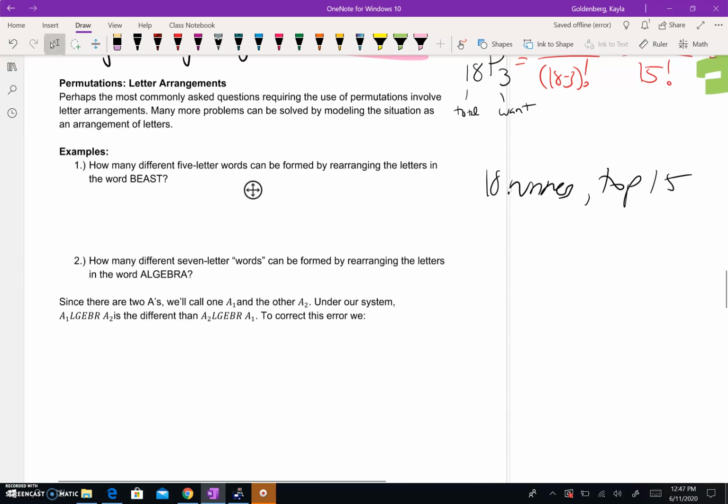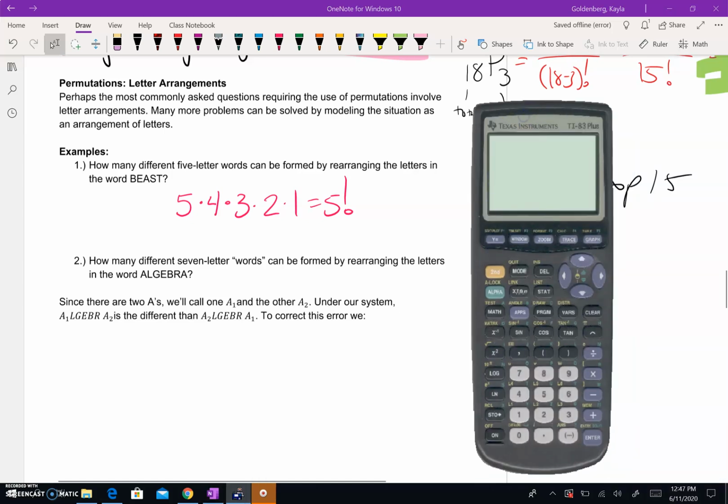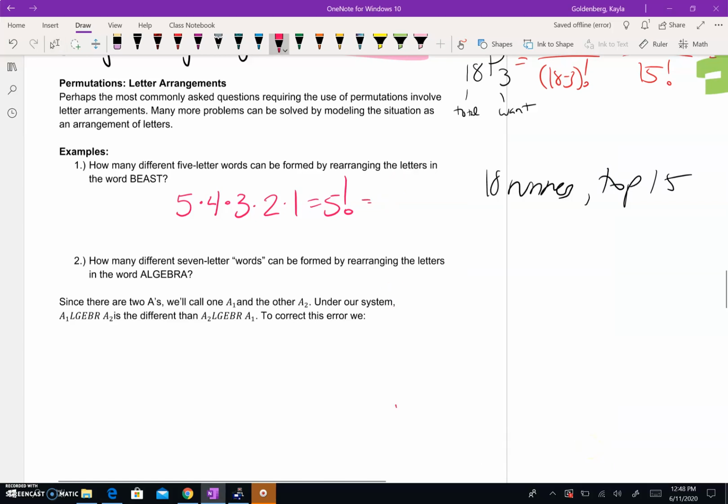So for 5-letter words, there are 5 choices for the first letter, 4 for the second, 3, 2, 1, or 5 factorial. If you do 5 factorial on your calculator, I'm just going to pull it up real quick: 5, go to math, arrow over to probability, and factorial is the 4th option on my calculator, and it's 120.